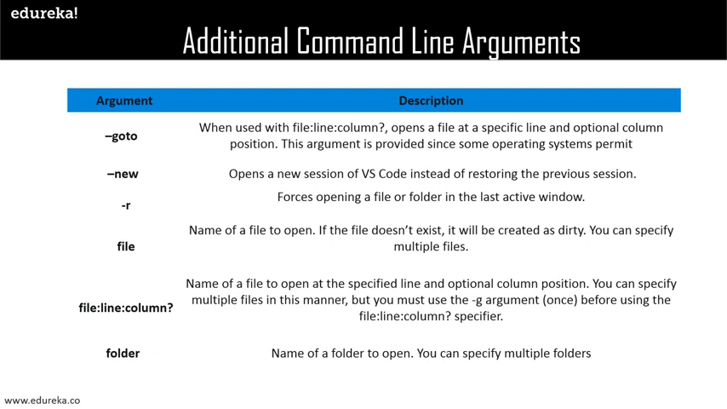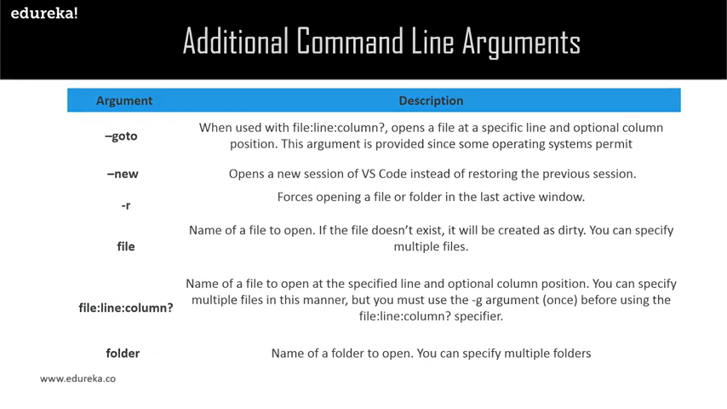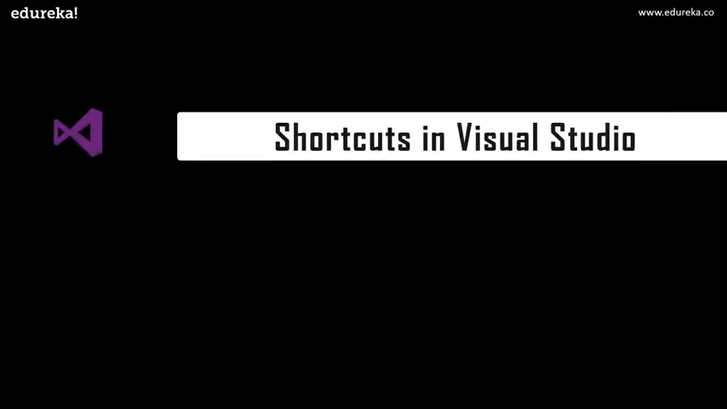And lastly, we have folder, the name of a folder to open. You can specify multiple folders here as well. So followed by the command line arguments, we have shortcuts in Visual Studio.